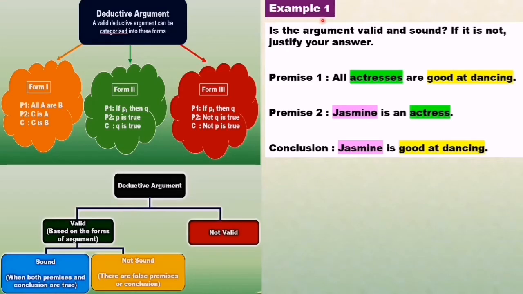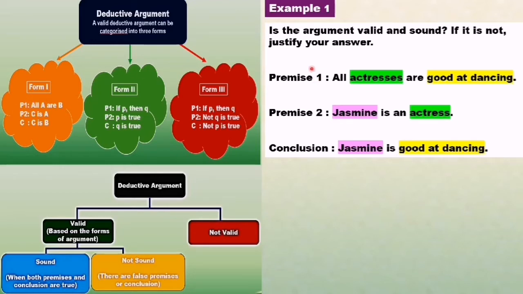Let us look at example 1. Is the argument valid and sound? If it is not, justify your answer. Premise 1, all actresses are good at dancing. Premise 2, Jasmine is an actress. Conclusion, Jasmine is good at dancing. So, before you determine whether the argument is valid or not, you must know which form this argument is from. The keyword is all, so this argument is from form 1.